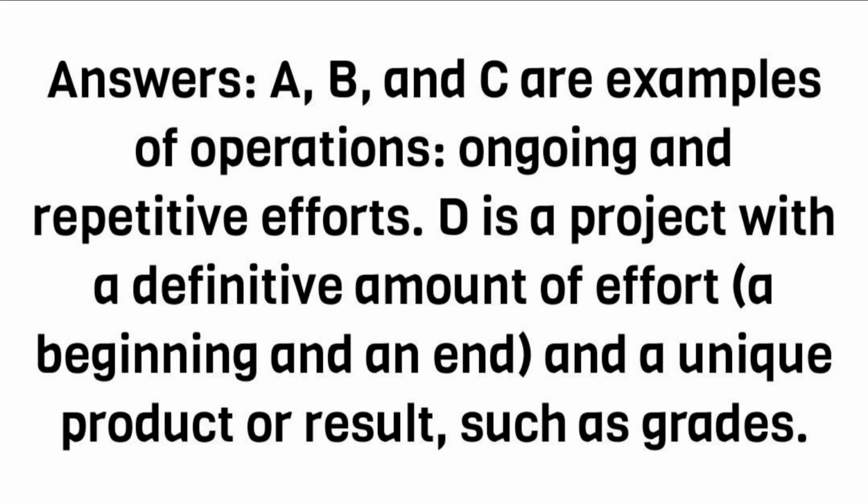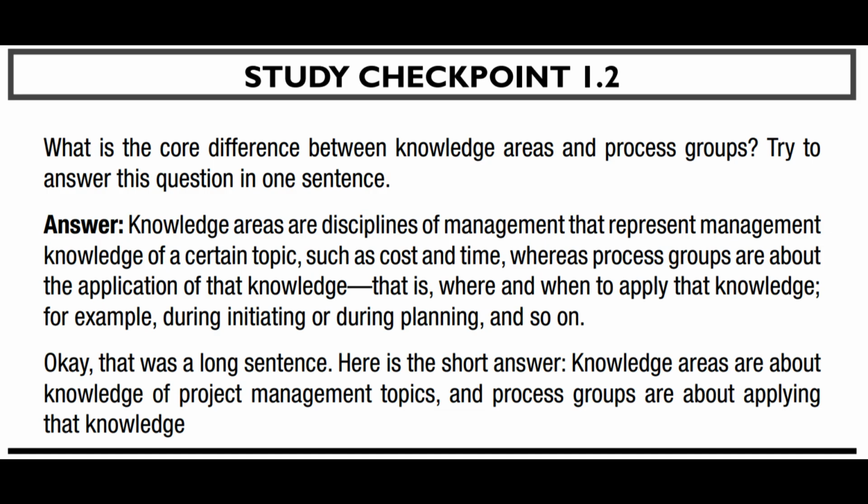Answers A, B, and C are examples of operations, ongoing and repetitive efforts. D is a project with a definitive amount of effort, a beginning and an end, and a unique product or result, such as grades.